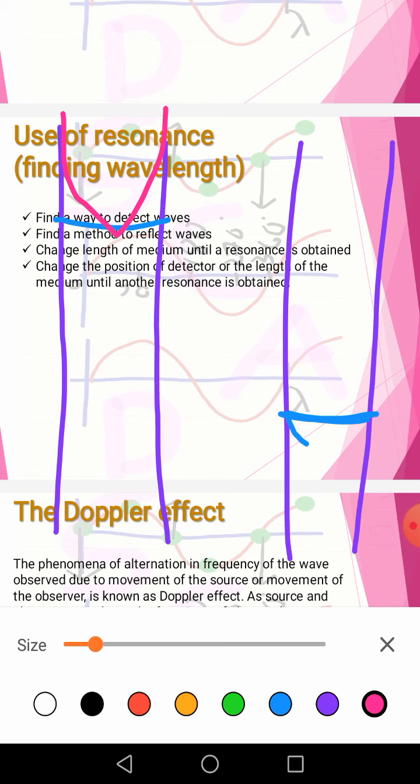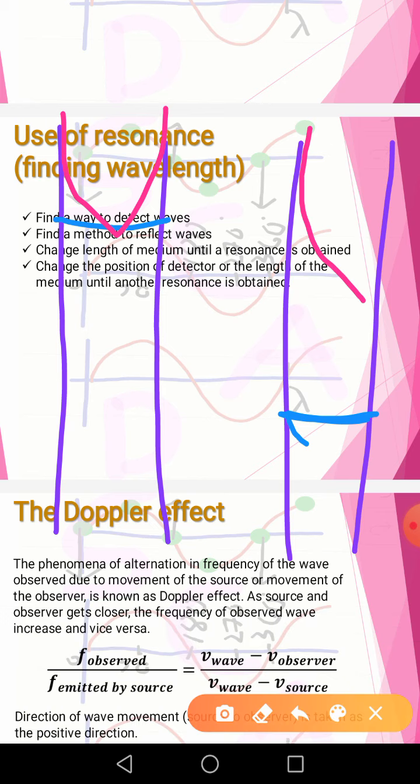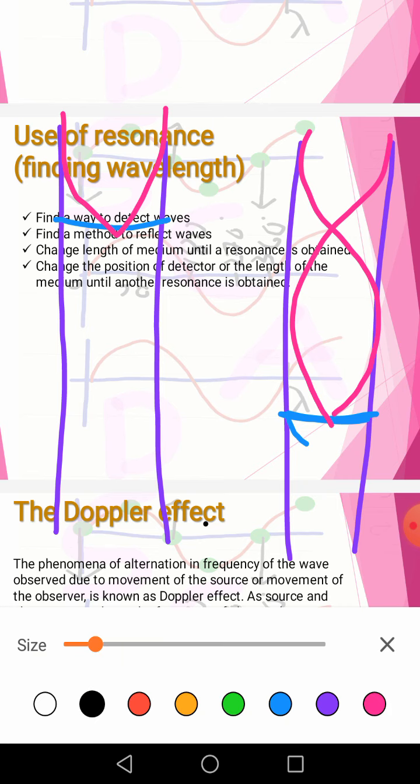So this is the first resonance. This is the second resonance. So node to node is half lambda, antinode to antinode is half lambda. So node to antinode will be 1/4 lambda. Now let's move on to calculations.